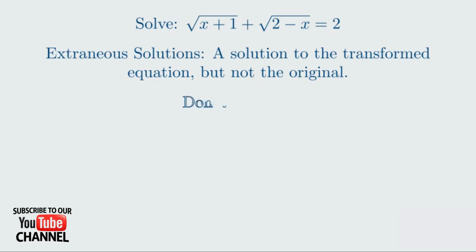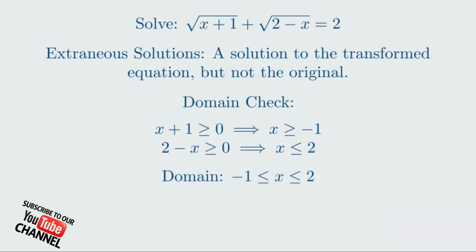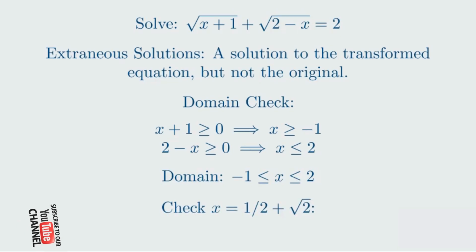First, let's consider the domain of the original equation. For the square roots to be real, the expressions inside must be non-negative. This gives us x is greater than or equal to negative 1, and x is less than or equal to 2. Our potential solutions, 1/2 plus root 2 and 1/2 minus root 2, both fall within this domain. So that's a good start. Now, let's substitute each solution back into the original equation and see if it works. First, let's test x equals 1/2 plus root 2.